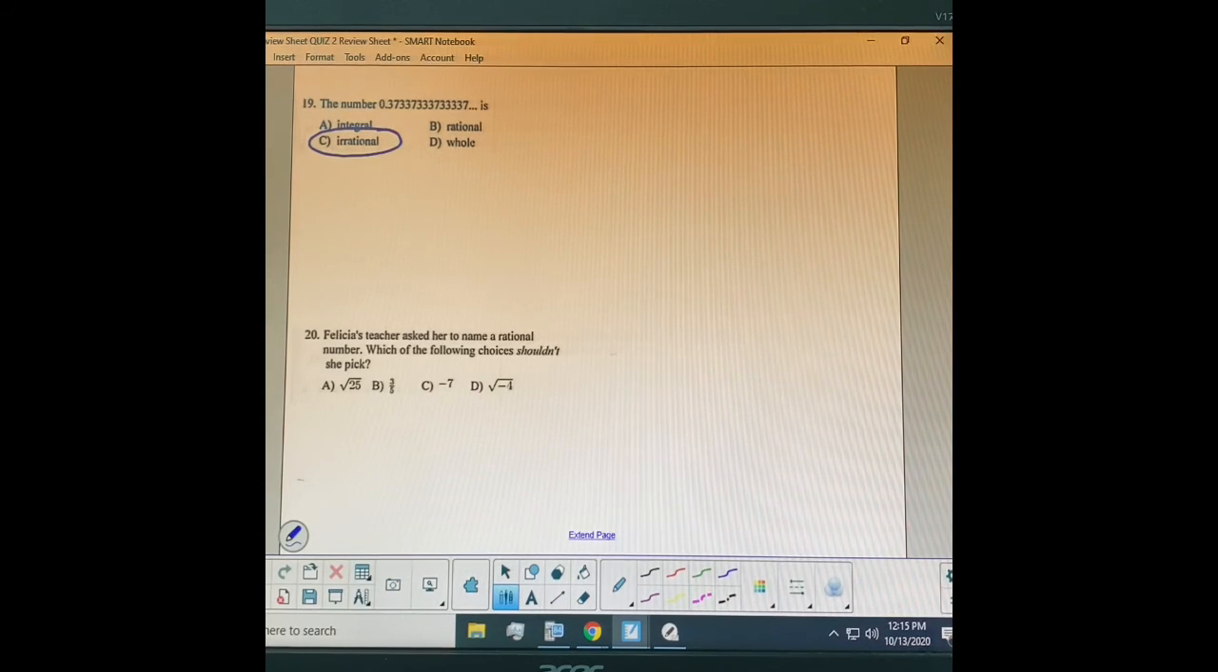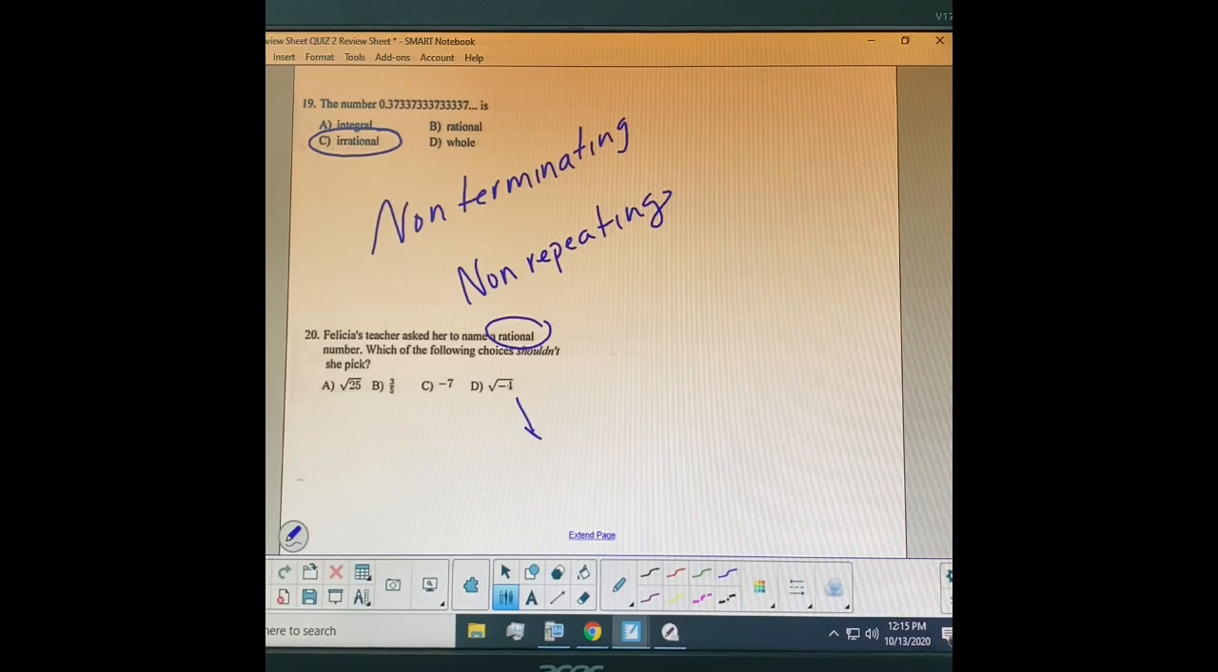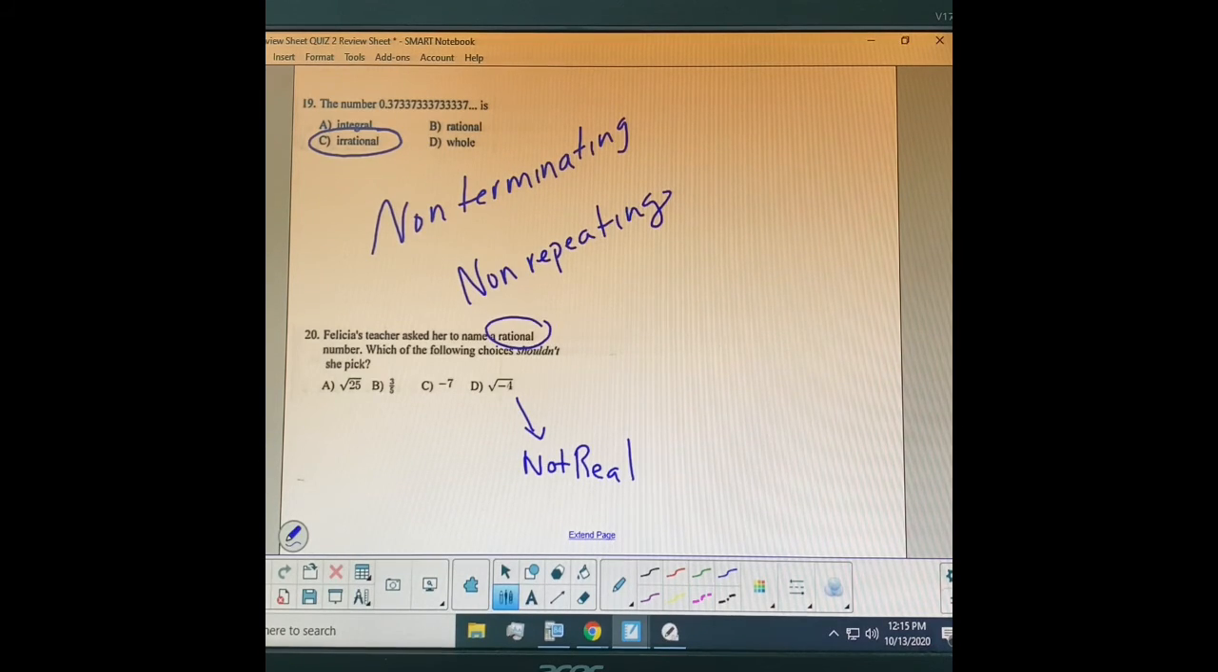Number 19 is irrational. That is a non-terminating, non-repeating decimal. Non-terminating, non-repeating decimals are irrational. For number 20, the first three are rational numbers. The square root of -4, not only is it not rational or irrational, but it's not real. So we should not pick that one.